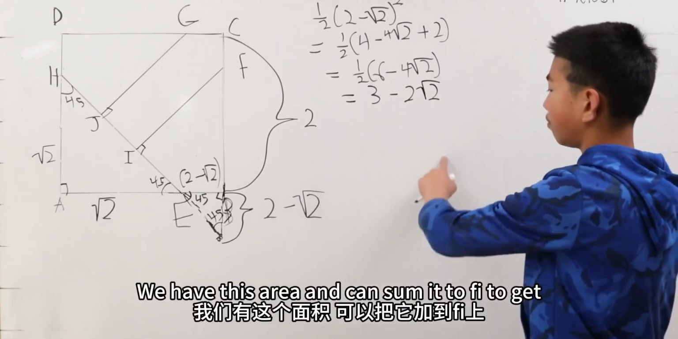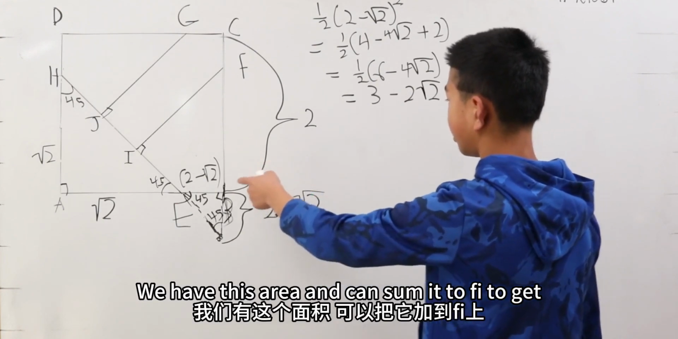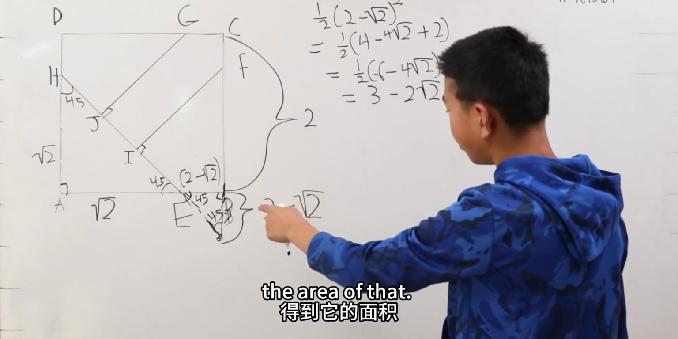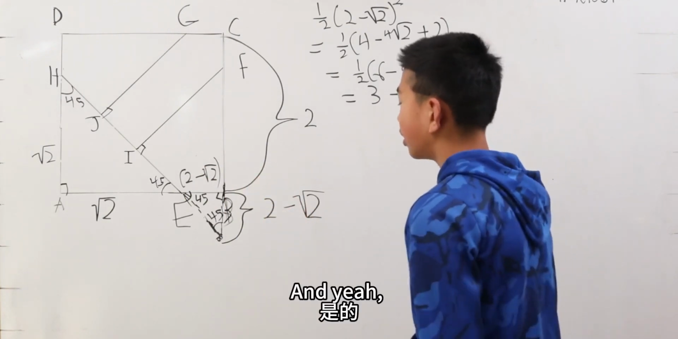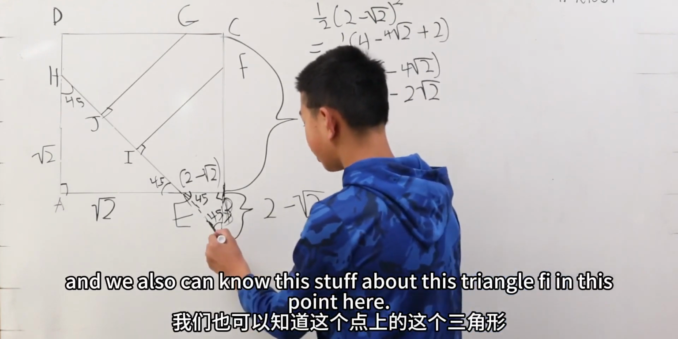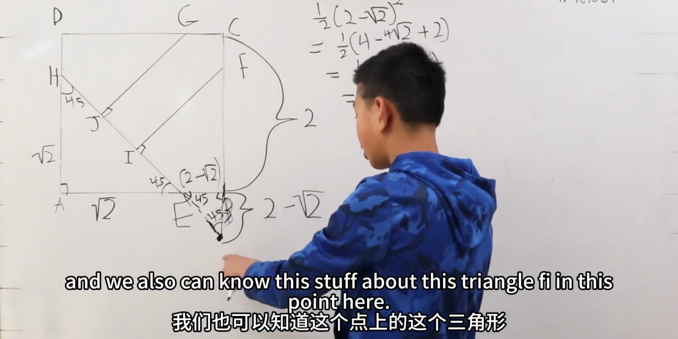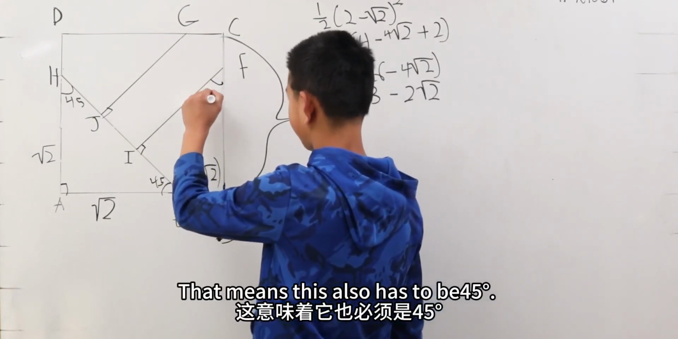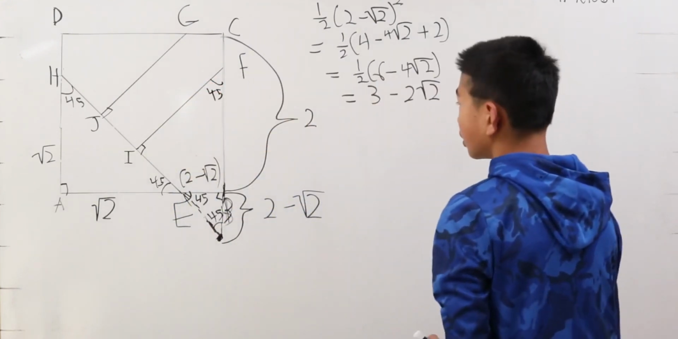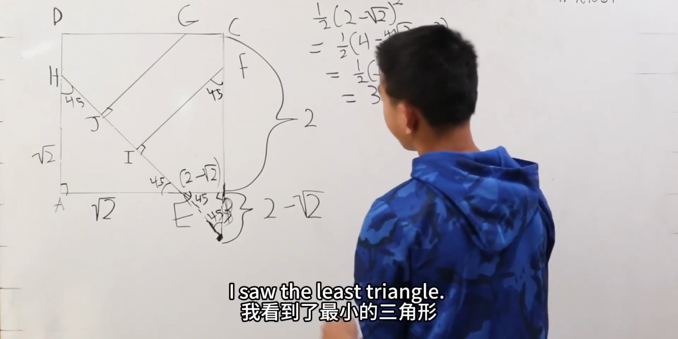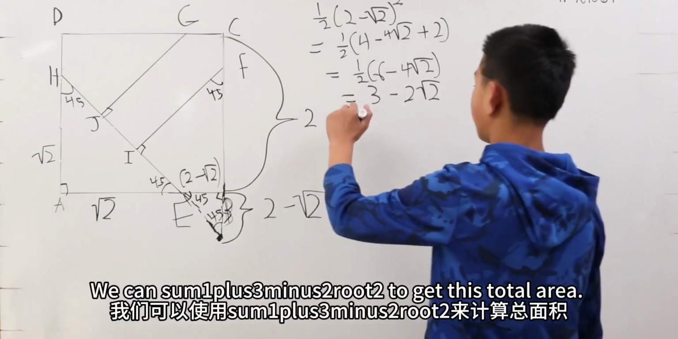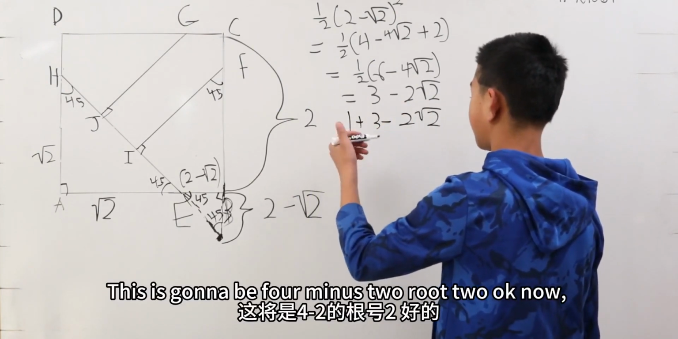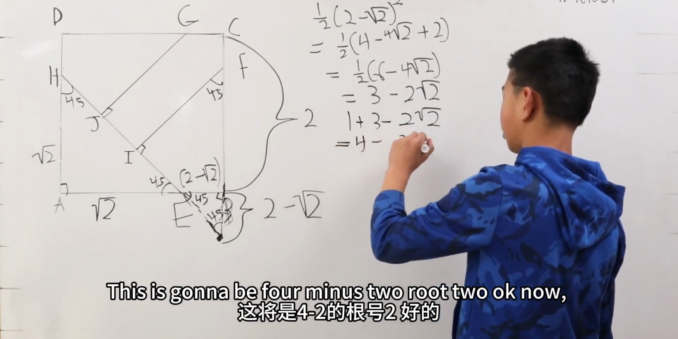So we have this area, and we can sum it with the area of the quadrilateral to get the area of that. And we also know this about this triangle with FI at this point here. This is a 90-degree angle. This is 45 degrees. That means this also has to be 45 degrees. So, that means this is a right isosceles triangle. We can sum 1 plus 3 minus 2 root 2 to get this total area. This is going to be 4 minus 2 root 2.